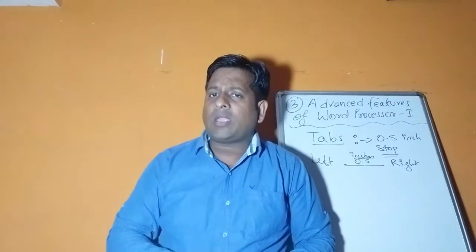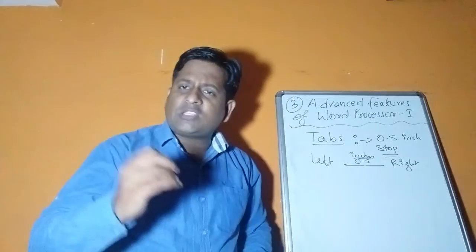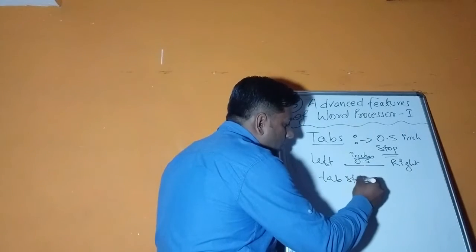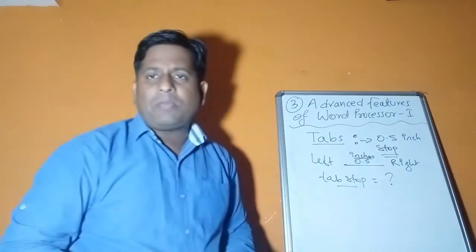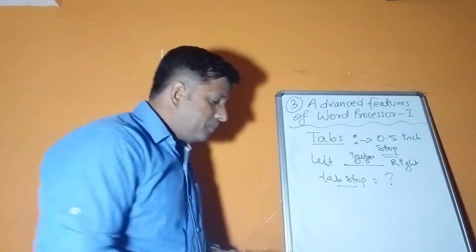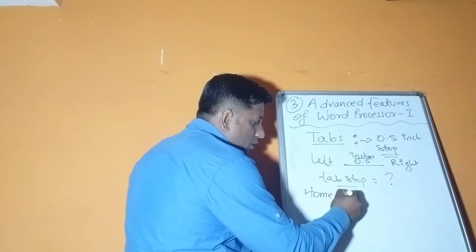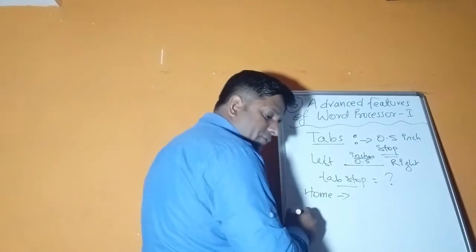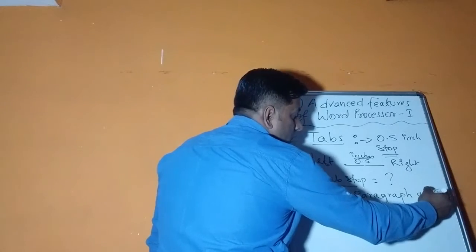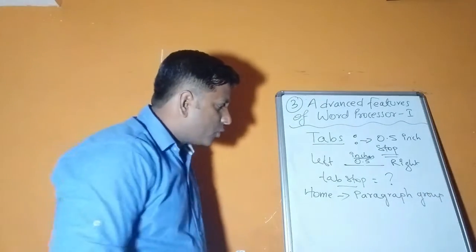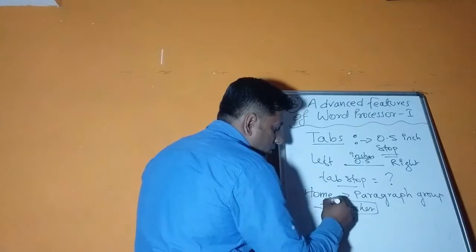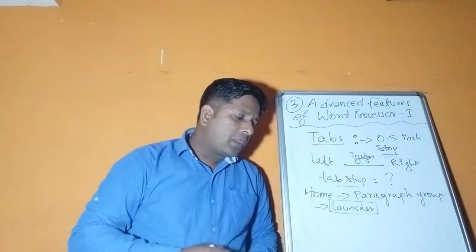But children, let me tell you one more thing. We can change the gap, change the space. We can perform the settings in the tab, and we can change the tab stop. This value can be set by us. Now the question arises, how do we do this? It's very simple. Here we have the Home tab. You need to click on the Home tab. Then from the Paragraph group you need to select the launcher. Click the launcher button in the Paragraph group.